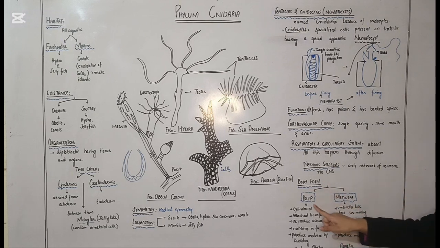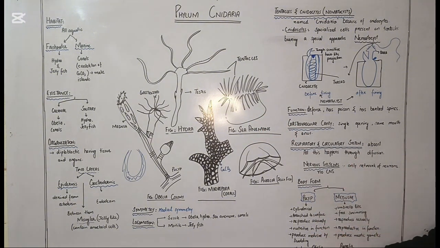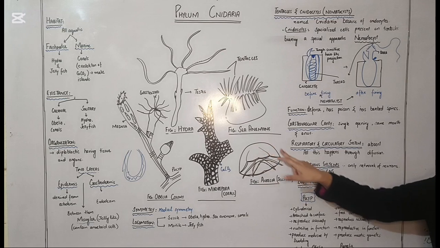They have two body forms, polyp and medusa. Now, the polyp is a cylindrical body form. As you can see in Hydra, it is attached to a surface, reproduces asexually and is nutritive in function. They can be seen in Hydra and Obelia as prominent body forms. And medusae are umbrella-like. They are free swimming and reproduce sexually. They have a reproductive function, and they produce meiotic gametes. For example, this is a medusa body form.